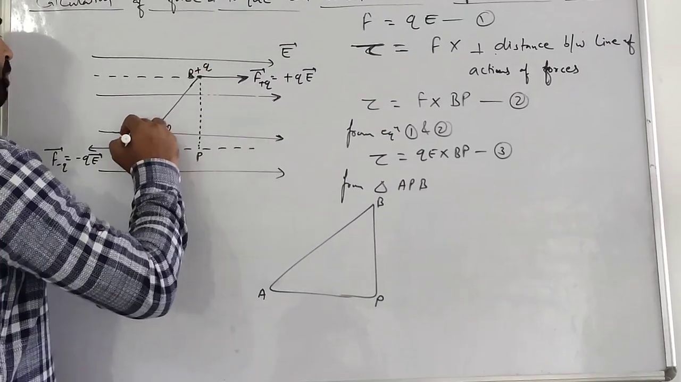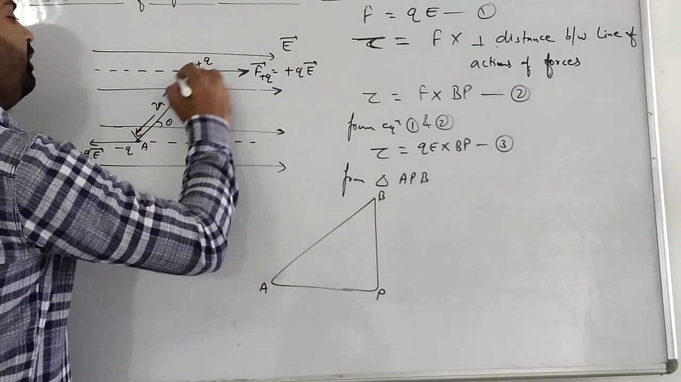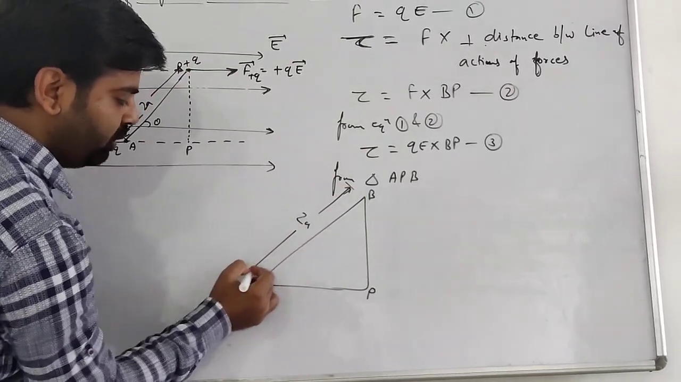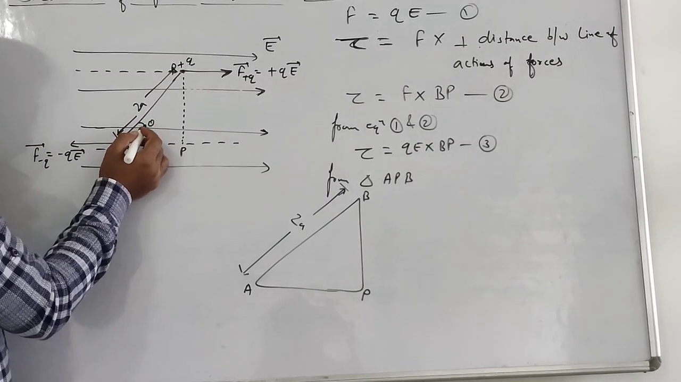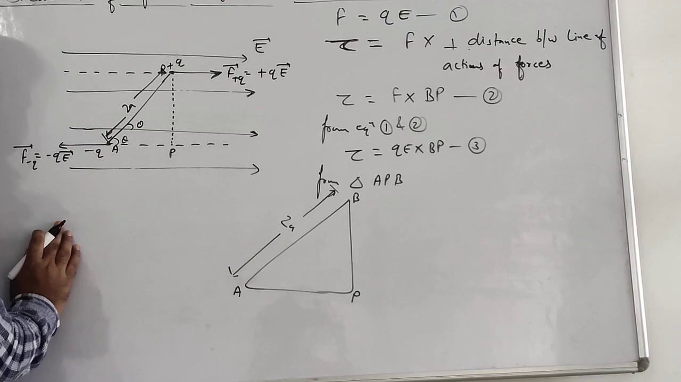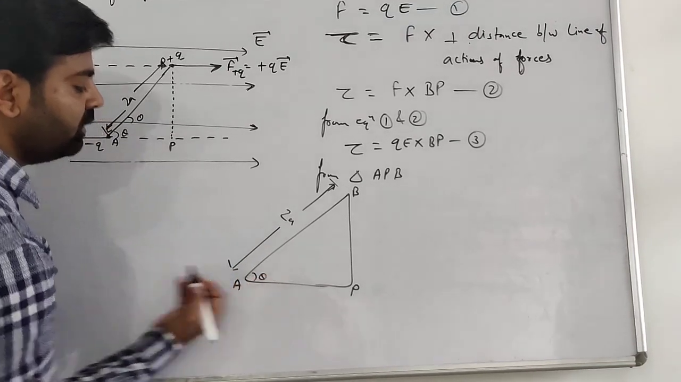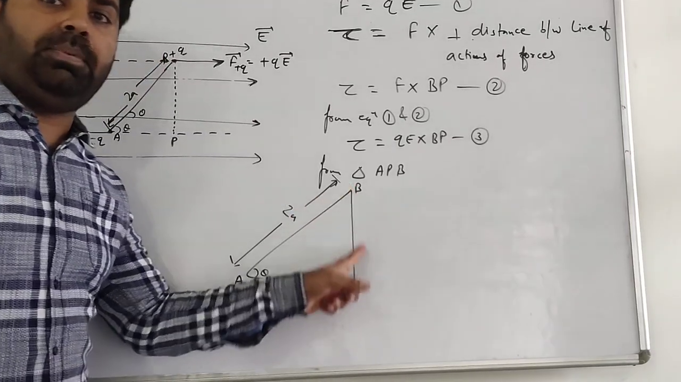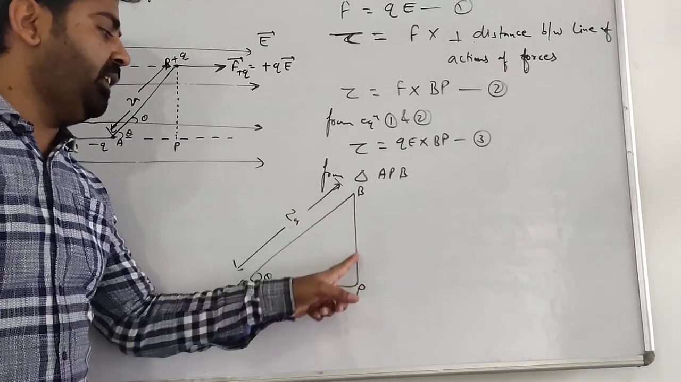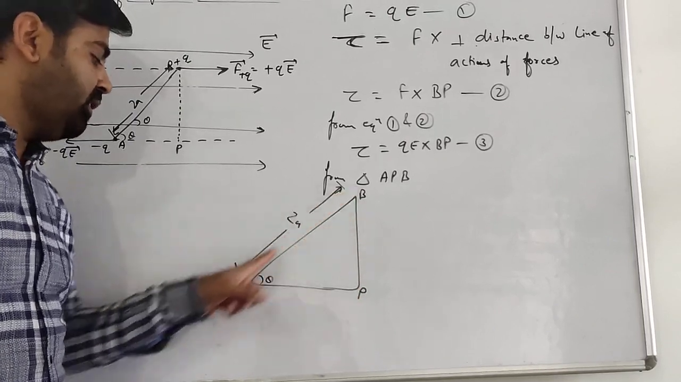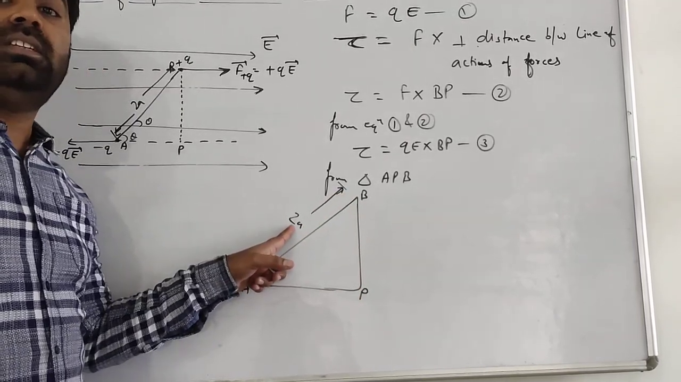The distance between the dipoles is denoted by 2a. So AB is 2a. This angle is theta, and this angle is also angle theta, corresponding angle. So this makes theta angle. We have to find BP, and BP is perpendicular, and we have AB 2a.